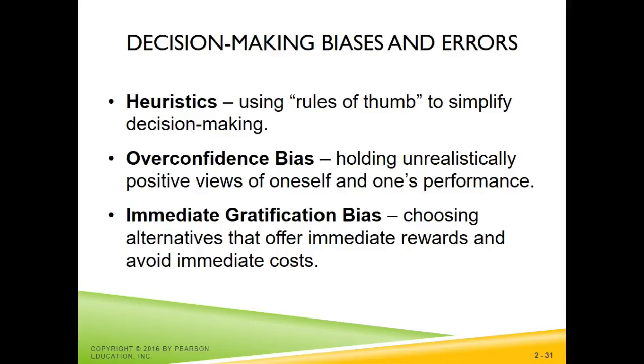Next, we're going to go with the immediate gratification bias. And that's choosing alternatives that offer immediate rewards and avoid immediate costs. That's the easy one, the easy breezy way of doing things. It also could bound you. You may not span any boundaries with this method. But you're going to choose that immediate reward. Sometimes it'll look like a win.